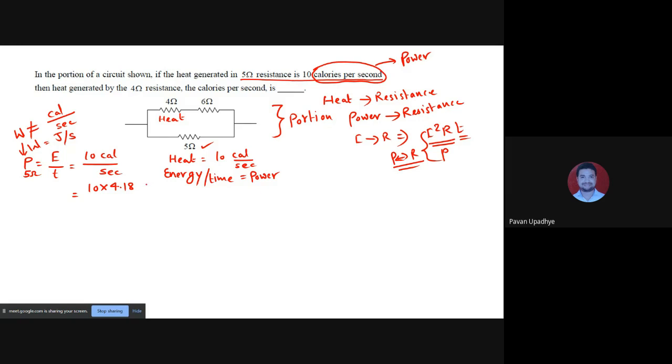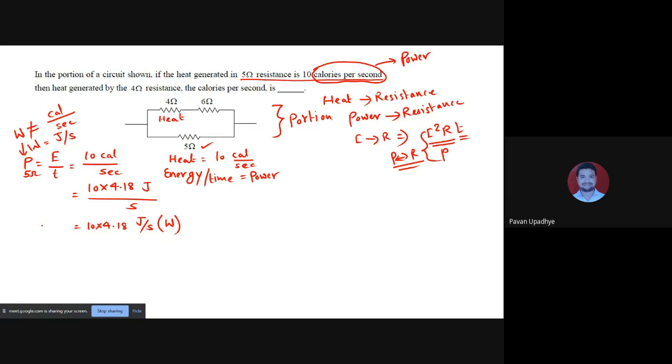4.18 is the multiplying factor when you convert calorie to joule. So this becomes 10 into 4. I am not multiplying the things. Maybe they will cancel out later. That is why I am keeping it as simple as that. So it can be 41.8 joule per second, or simply watt.